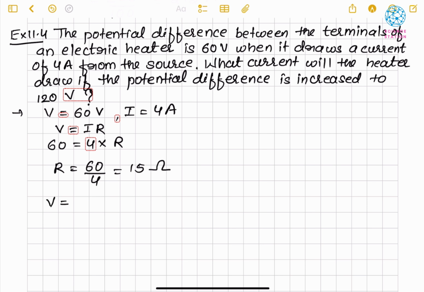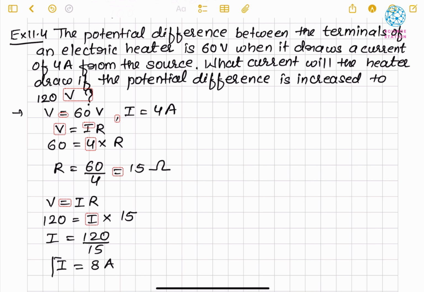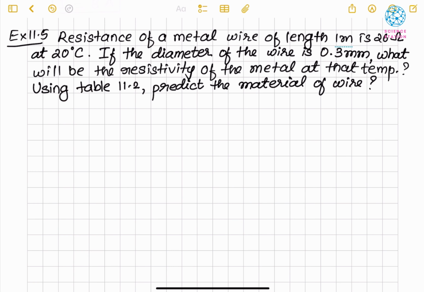Now in the next case, V is IR and 120 volt is the given value. When 120 volt will be there, what will be the current? So V equal to I into resistance, which will be 15 ohms. So I equal to 120 upon 15. That will be 8 ampere. So I will be 8 ampere.